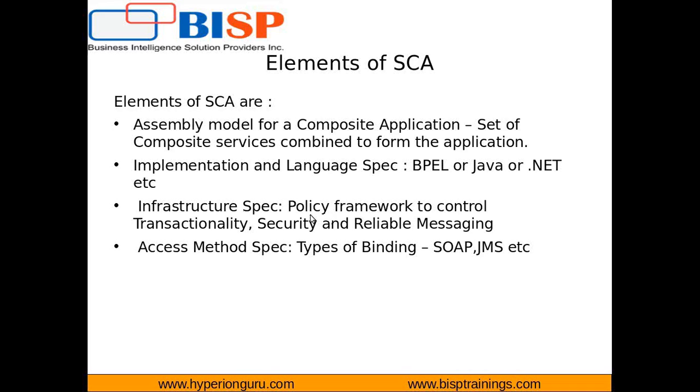They should have a policy for transactionality, security, and reliable messaging. So you should be able to control your service via policy, and that is important. Then you are adopting the SCA specification, the access method spec, that is the types of binding. So your service should have various types of bindings. It should not be stuck on just a SOAP binding. It should have multiple bindings in your services. So that is the access method specification.